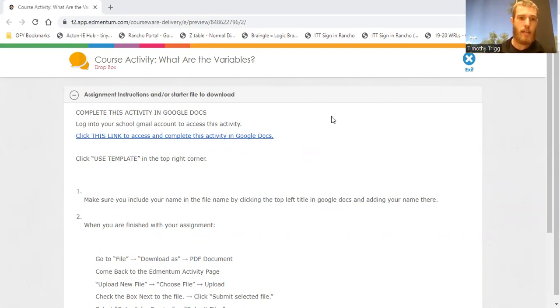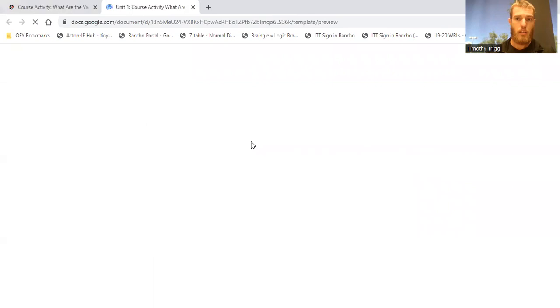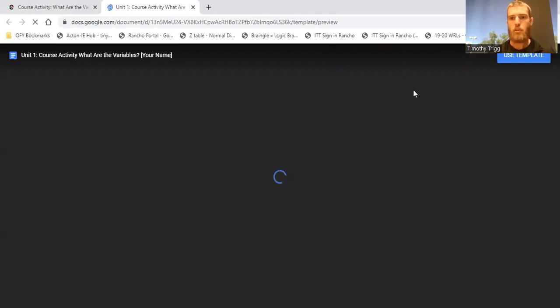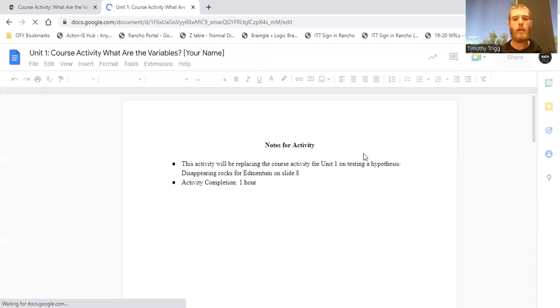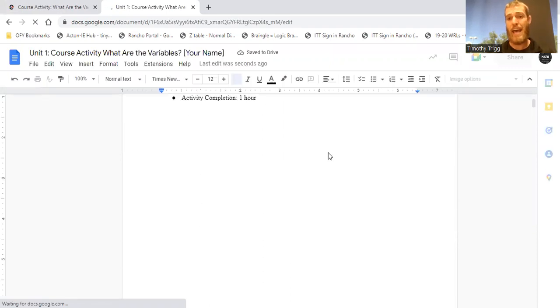When you get to the activity, it should be "What are the variables?" Go ahead and click on this first link right here. This should open another tab, and make sure over here to the right, it should say "Use template." You want to go ahead and click on Use template there on the right. What that's going to do is pull it up in a nice way that makes it very editable.